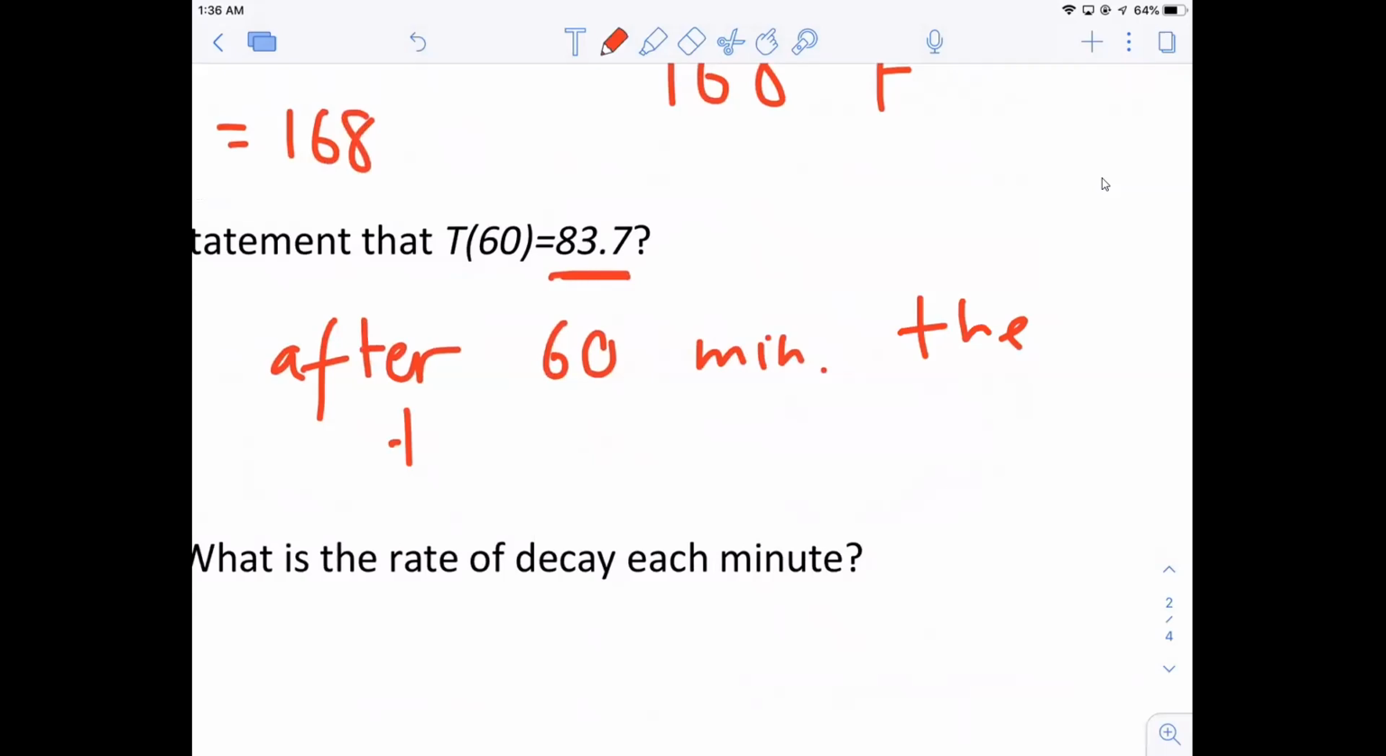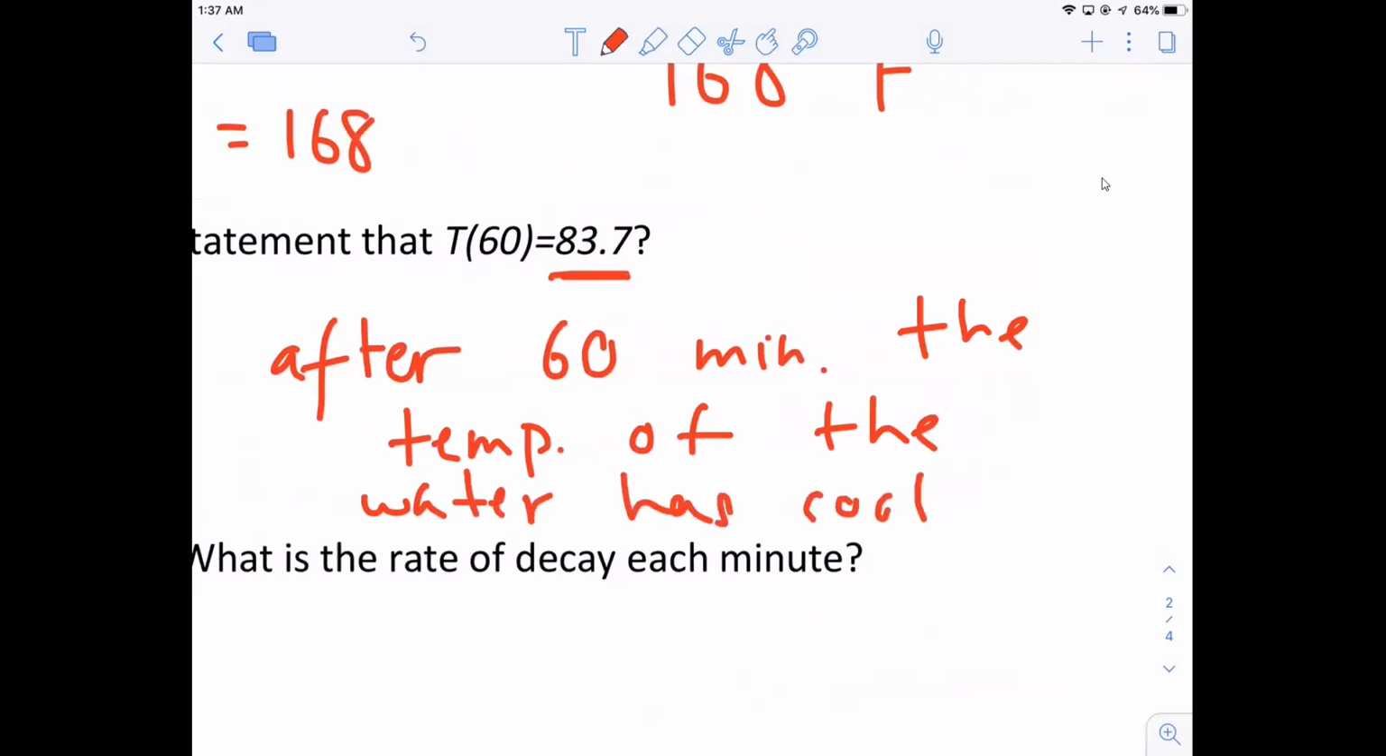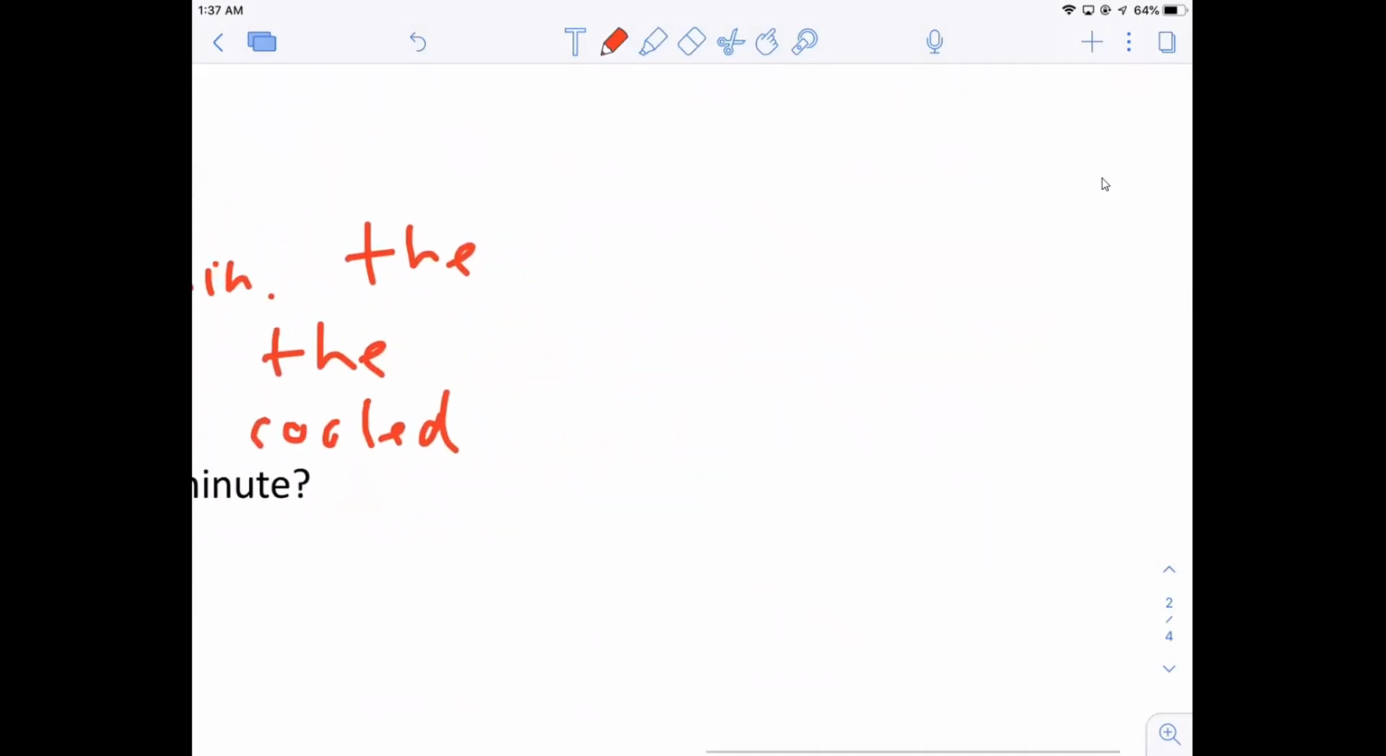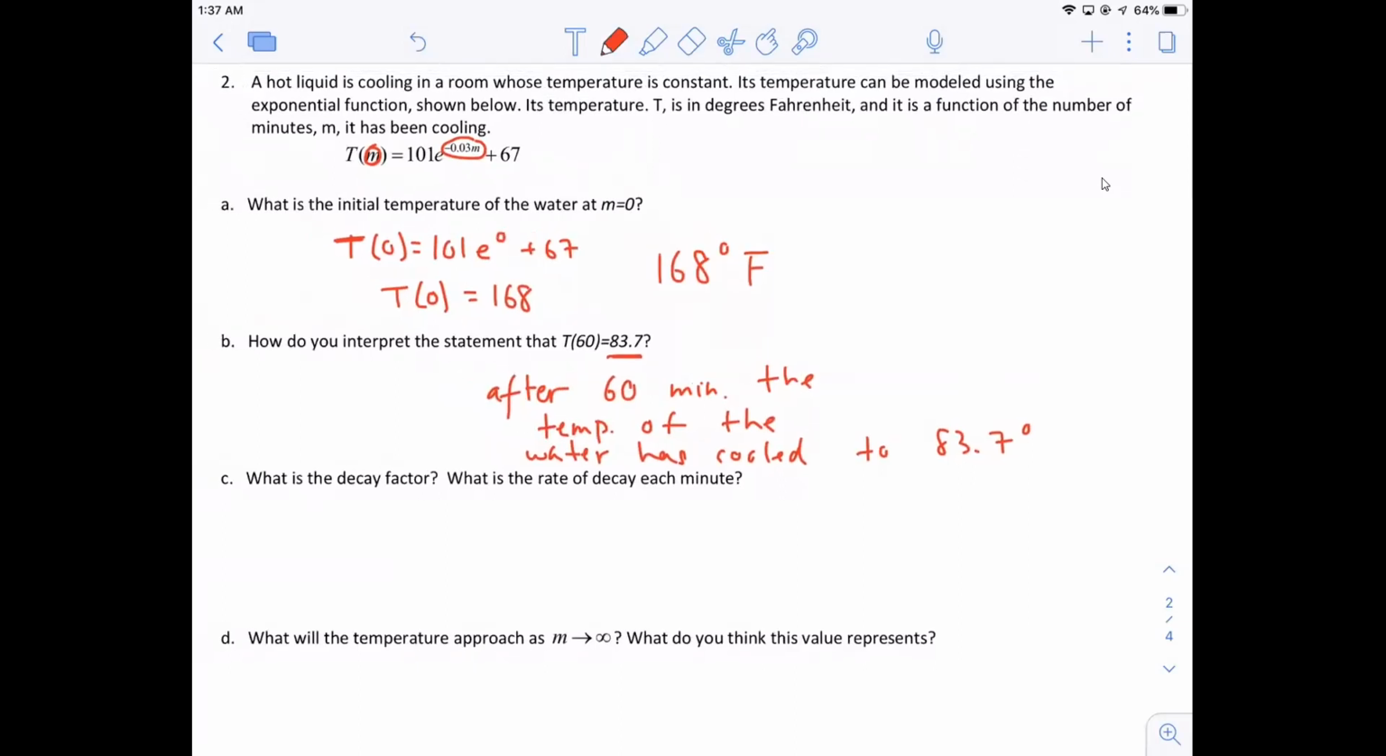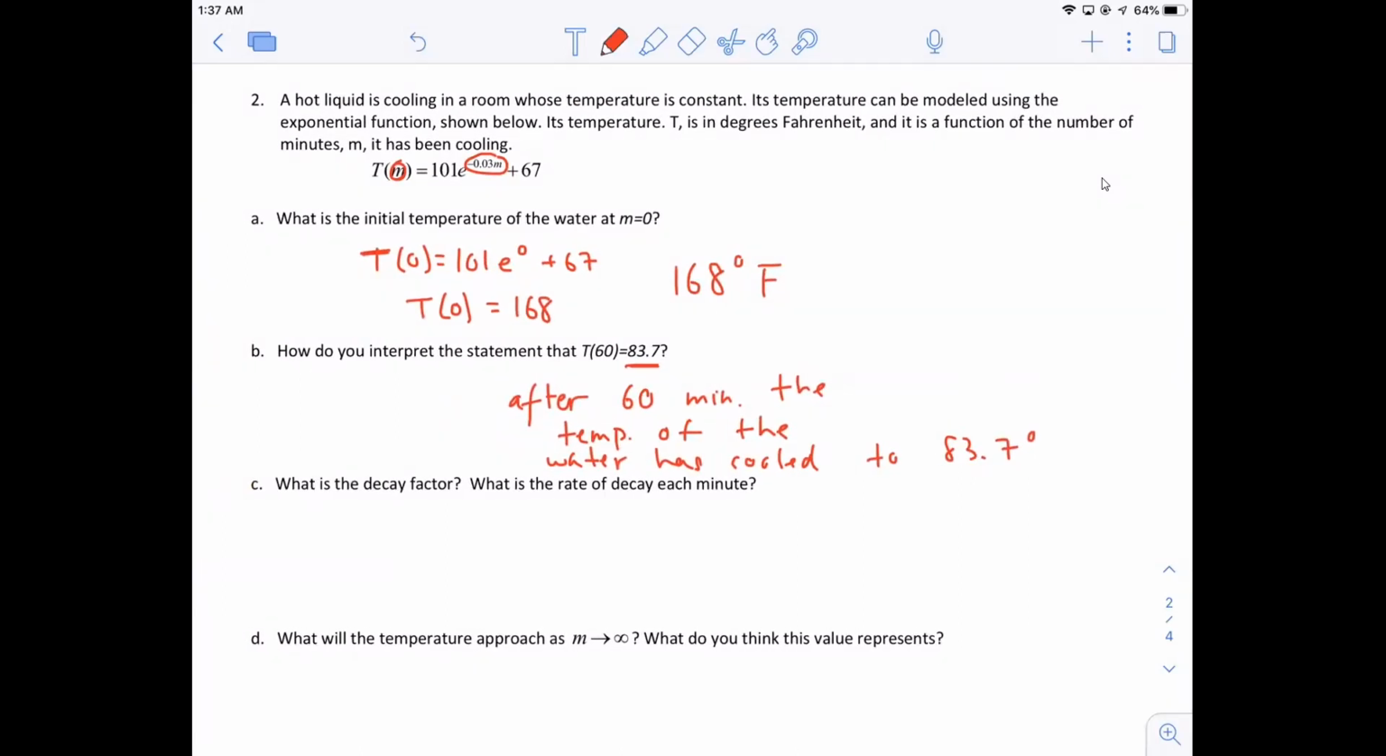the temperature of the water has cooled to that number. All right. So what is the decay factor? What is the rate of decay each minute?